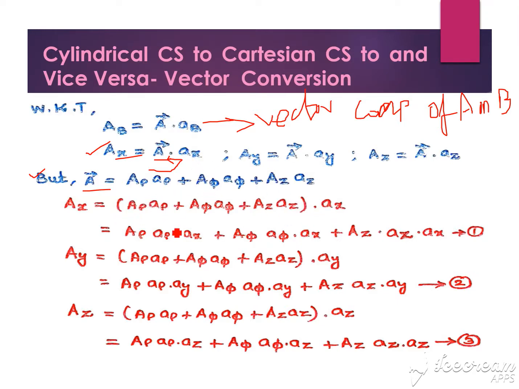Now simply substitute this A vector in this equation, Ax is equal to A vector dot a_x. While multiplying inside we get this equation, which is taken as equation number 1. Similarly, substitute A vector in Ay is equal to A vector dot a_y, multiply, and we get equation 2. Then third, substitute the A vector in Az, and multiplying inside we get equation 3. So now we can write equations 1, 2, 3 in matrix form.